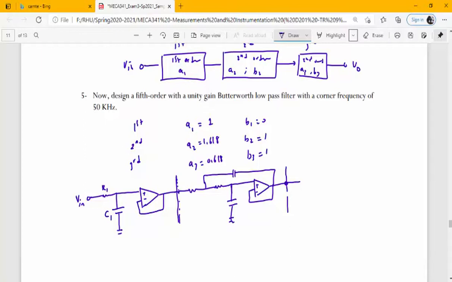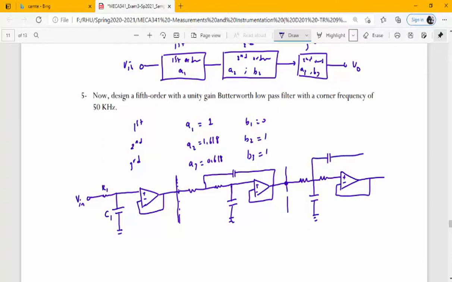We need to draw this. In case you are asked, for instance, for a third order filter, it is enough to stop here. Third order, you have a first order and a second order cascaded together. You have a resistor, and this is a unity feedback. You have a capacitor here and a capacitor.